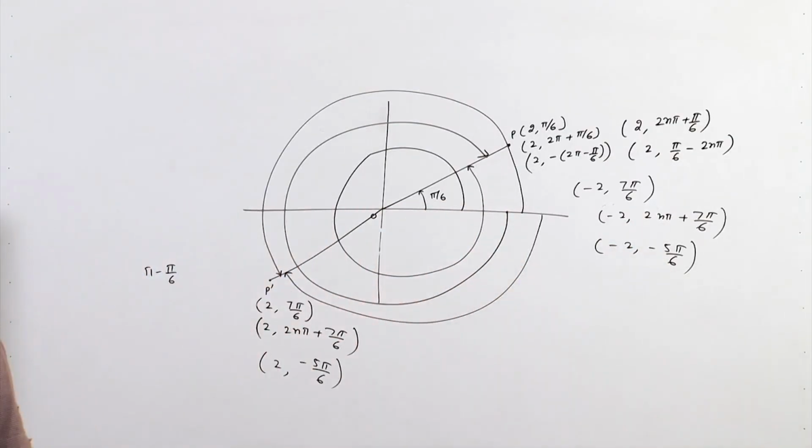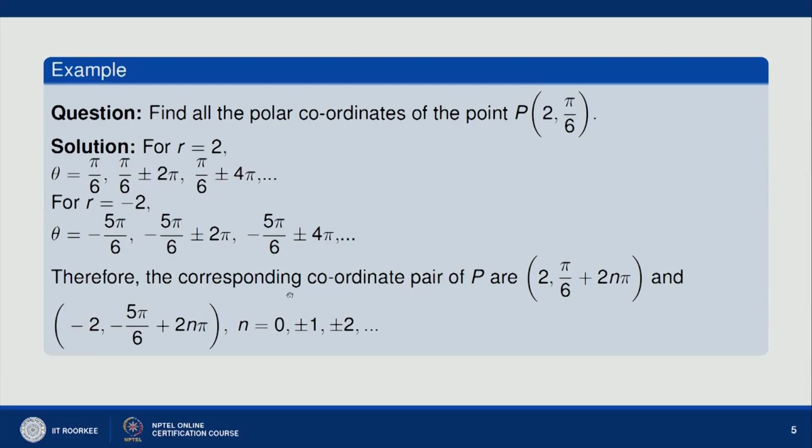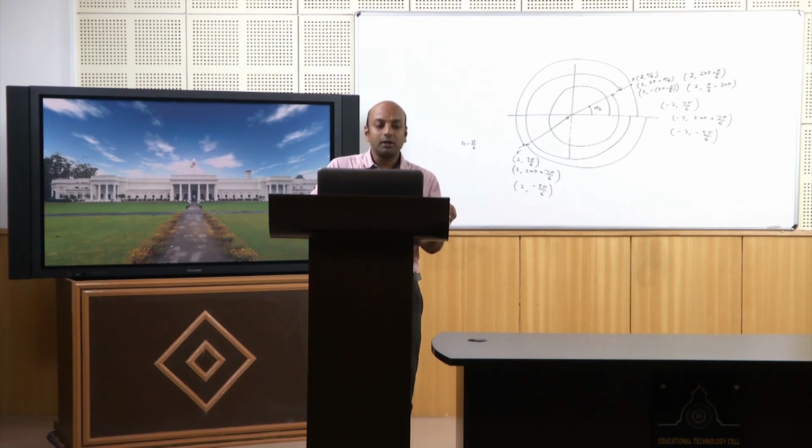Okay. So, in this way we can find all the polar coordinates of the point 2 comma pi by 6. For r equal to 2, we have this representation where n may be 0, plus minus 1, plus minus 2, and for r equal to minus 2 we have this representation where n is 0, plus minus 1, plus minus 2 and so on. Now, let us graph the set of points whose polar coordinates satisfy the following condition.